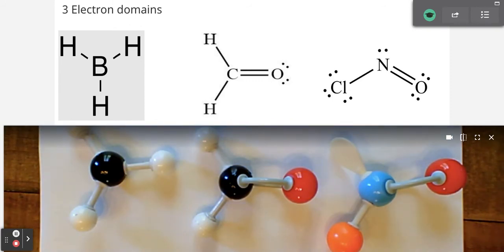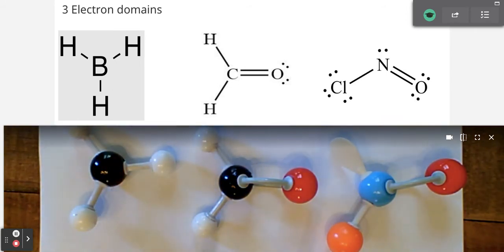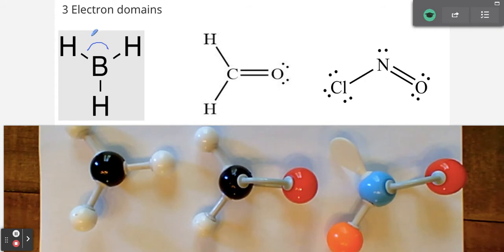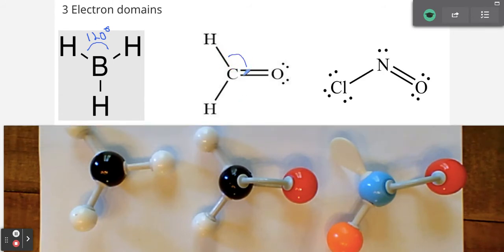The first thing you might notice about them is they are all flat. They all look to be two-dimensional. And so if you were to say that going all the way around them is 360 degrees, and you were to break that into three equal parts, then you would get a 120-degree bond angle. So I'm actually going to write that in here. This is 120 degrees, and the same thing could be said in the CH2O. Note how it doesn't matter if we're talking about a single or a double or a triple bond. If there is an atom where there is bonding, that just counts as one electron domain. And so this is 120 degrees.